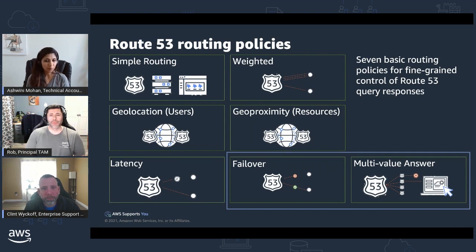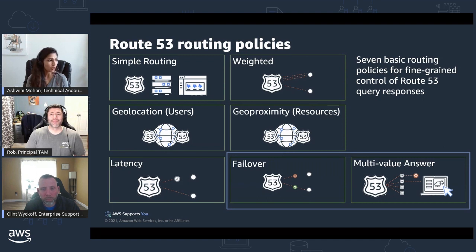For the weighted routing policy, a typical use case is blue-green deployment, where you want to slowly and steadily increase your traffic from one resource to another resource. You can move from 0 to 100 for one resource and drop from 100 to 0 for the other resource. That's the typical use case for the weighted routing policy.